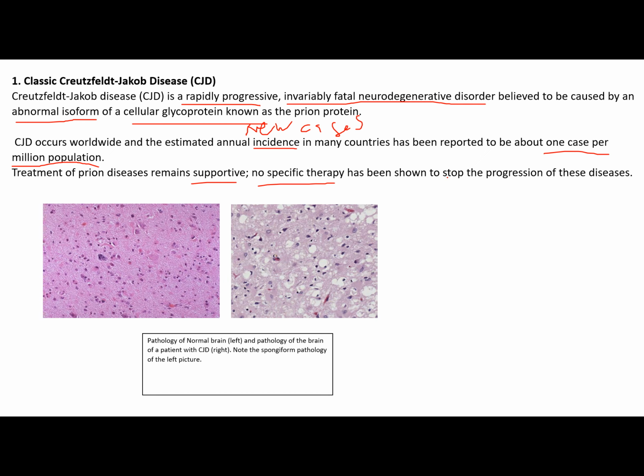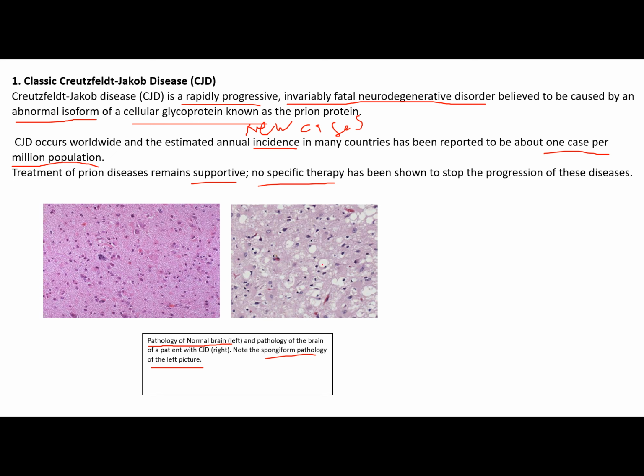So take a look at the picture, class. On the left side, that is the normal pathology of the brain. But if you take a look at the right one, note the spongiform pathology. When you say spongiform, nakakita na kayo ng sponge, di ba? Sa sponge, class, may mga holes kayong makikita if you view them microscopically.